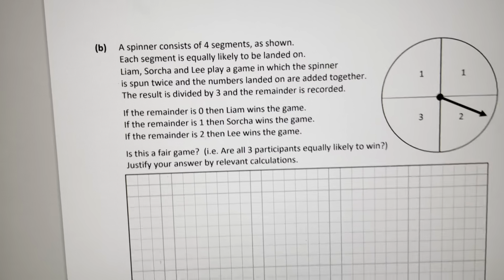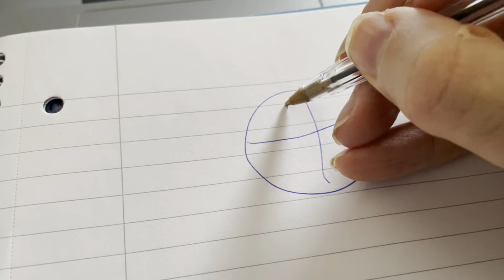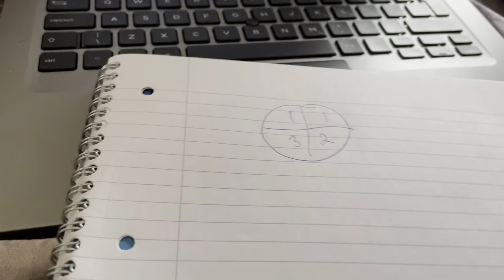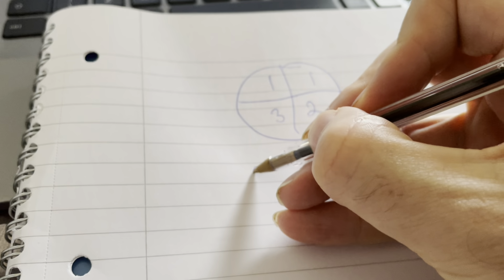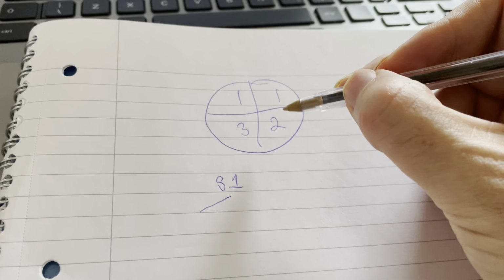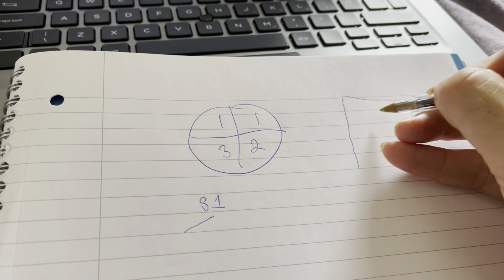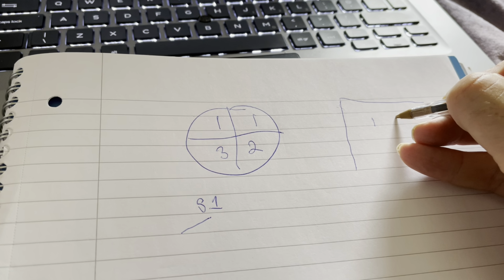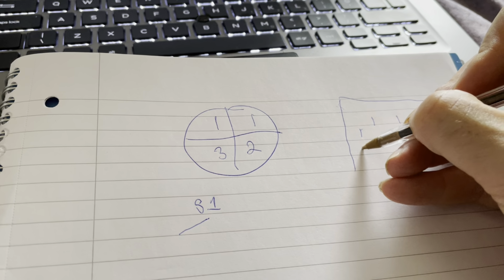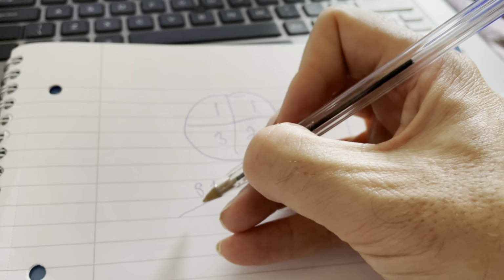All right, so we are told that you spin it twice and then you add them. So let's just draw those sectors again. So 1, 1, 3, 2. So you spin twice, and okay, let's draw a tree. You could do it a number of different ways. You could do a table showing all the different outcomes, 1, 1, 2, 3 and 1, 1, 2, 3, and add them, and stuff like that. But let's just draw a tree, which is equally valid.